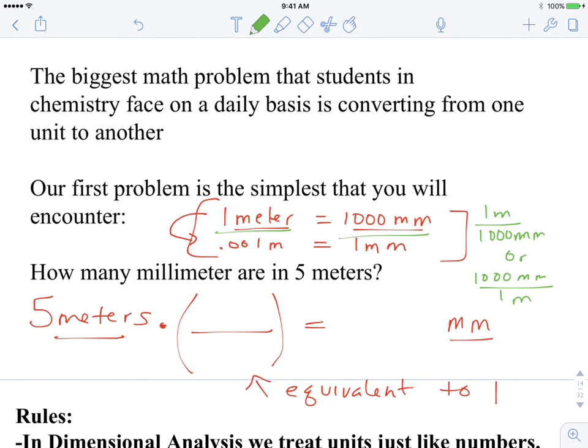So when I look at this, I want to put one of these fractions into my parentheses. I want to get rid of meters, so the meters would go on the bottom. I want to convert to millimeters, that would go on the top. Well, for meters, the number that goes in front is 1, and for millimeters, it's 1,000. I use this fraction. If I take 5 meters and change it to millimeters, I multiply 5 times 1,000 divided by 1. The meters cross out, and I am left with 5,000 millimeters.